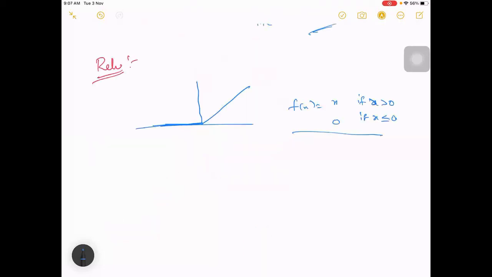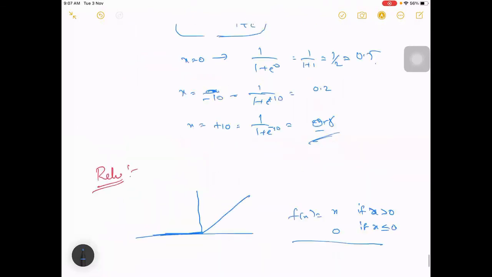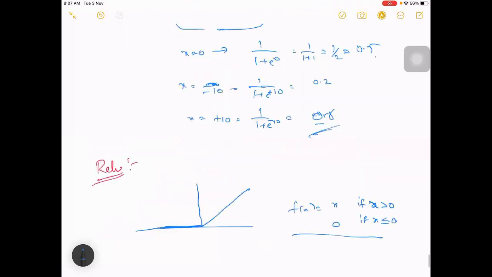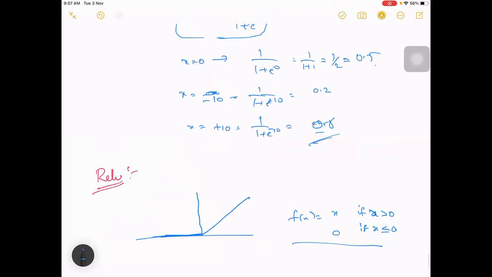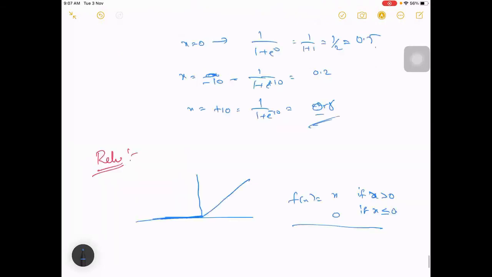There are many other functions, I just mentioned these two. Similarly, there is the tanh function and many others. We'll make a separate session discussing what activation functions are available, what the advantages are, when to use what, and so on, in later stages. But as of now, think about this.